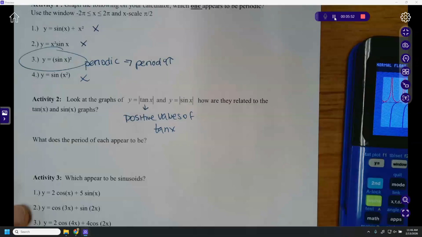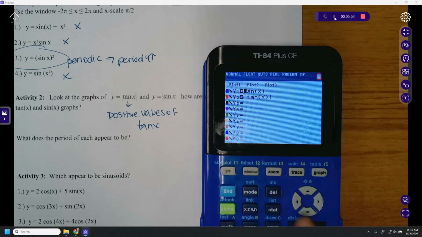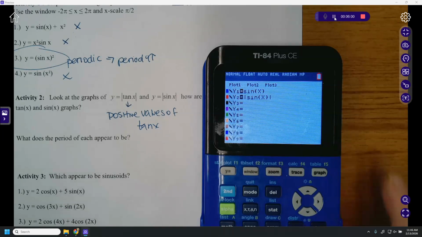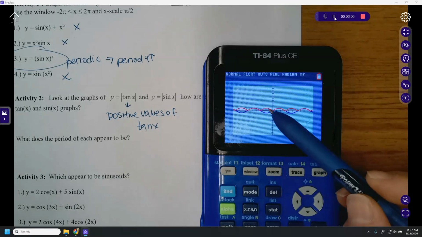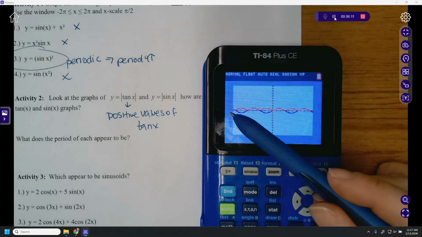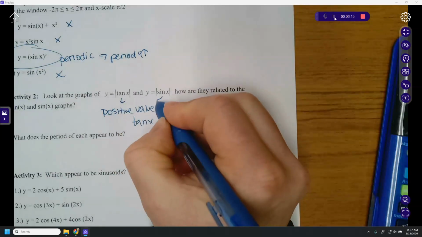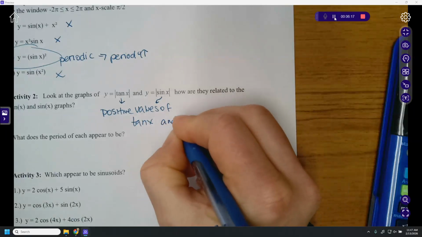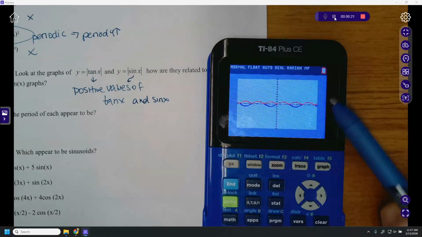I wonder if it's going to be the same thing with sine. Sine should be a little more familiar to you because we've spent quite a bit of time with that. So let's take a look at that and what you should determine. There's our sine function. And once again, it takes the absolute value, takes any value that was negative and turns it to positive. So it's going to give us just positive values of the tangent of x and sine of x.